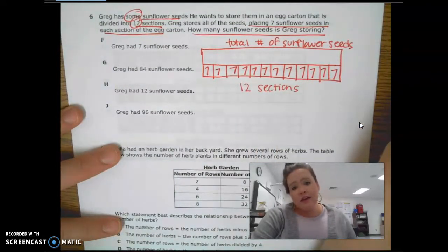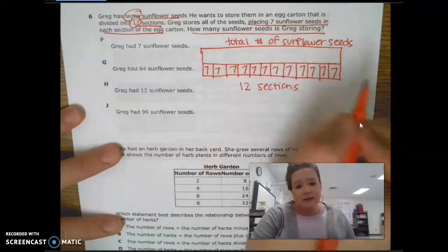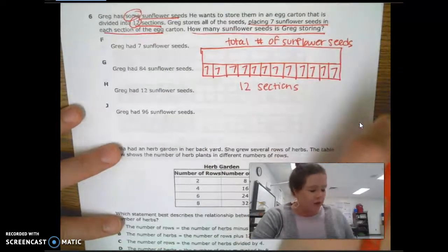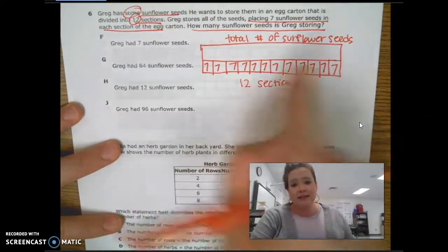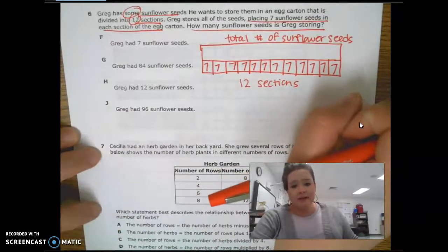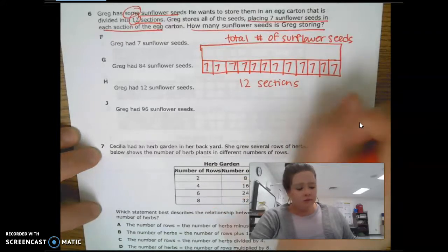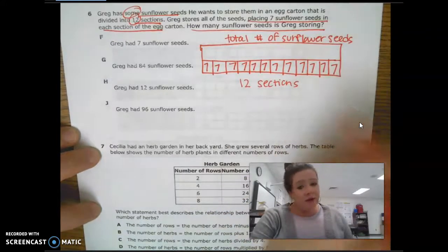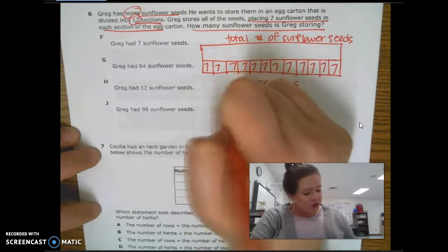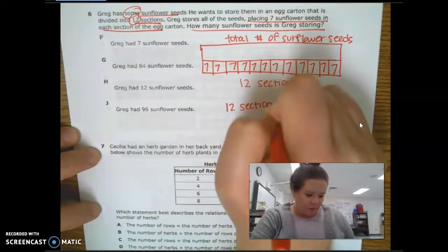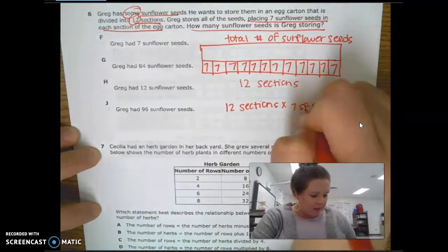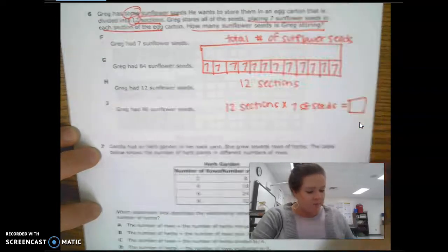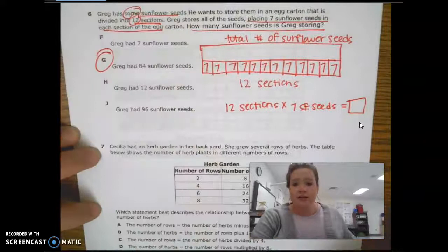Okay? I want to find the total number of sunflower seeds. I want to know how many sunflower seeds he's storing. So, what kind of strip diagram is this one? What operation does it represent? Awesome job. It represents a multiplication. So you're going to do 12 sections times 7 sunflower seeds, which equals a total of 84 sunflower seeds.